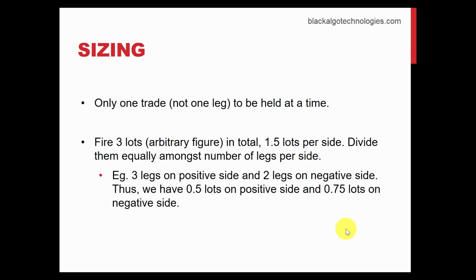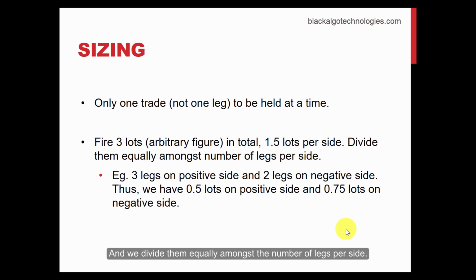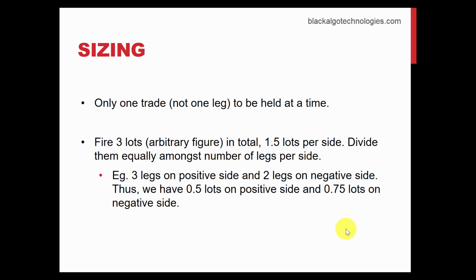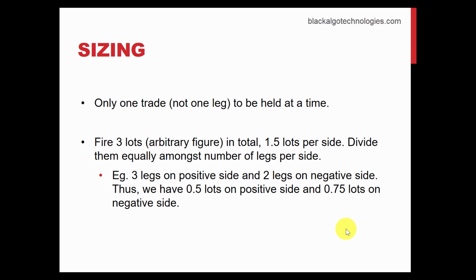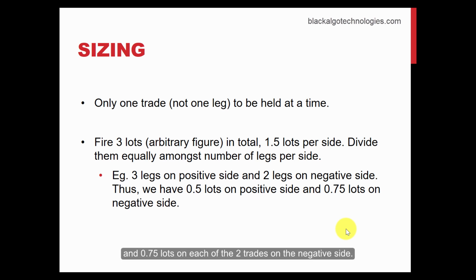Sizing. We will not have any complex sizing algorithm. 2 points. First, only one trade can be held at a time. Second point, we will fire 3 lots, 1.5 lots per side, and we divide them equally among the number of legs per side. Thus, for example, imagine if we have a trade that has 3 legs on the positive side and 2 legs on the negative side. We will have 0.5 lots on each of those trades on the positive side and 0.75 lots on each of the 2 trades on the negative side.